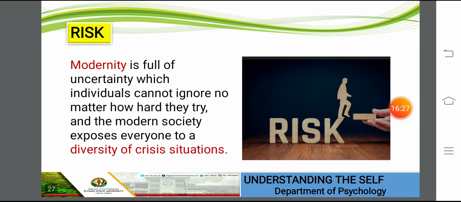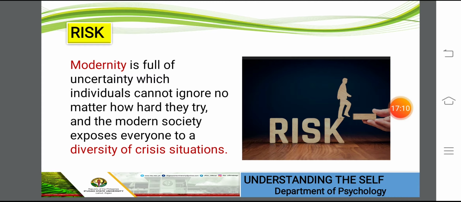The risks. Modernity is full of uncertainty which individuals cannot ignore, no matter how hard they try. And the modern society exposes everyone to a diversity of crisis situations. For example, during this pandemic, okay, it has been a year since we started dwelling in our houses, within our small community, within our municipality, because of the threat that COVID can give to us. Okay? The crisis situation we are in is also a result of the modernity that we have.